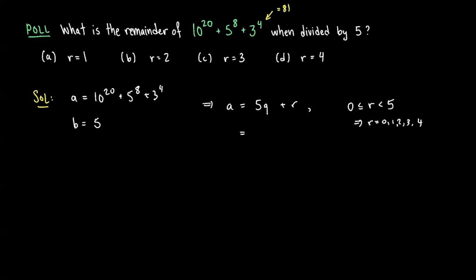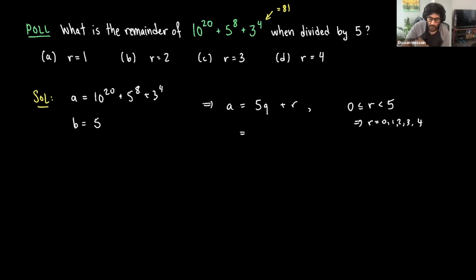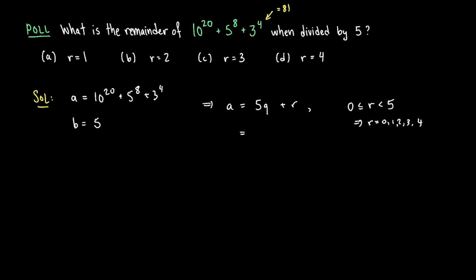Could you not set Q in terms of R and then substitute it back in? I see what you're saying. How do you suggest to do that exactly? Because A is going to be that whole 10 to the 20 plus 5 to the 8. And then you could just take the R to the other side, then divide by 5.